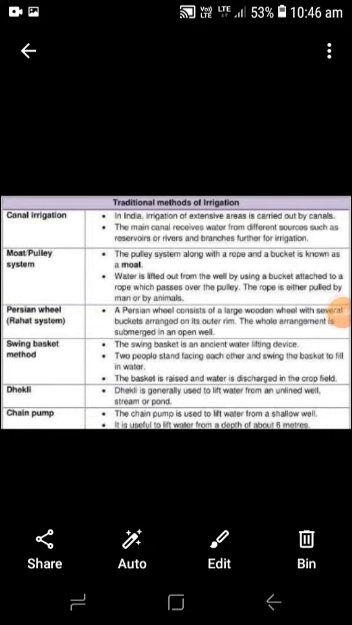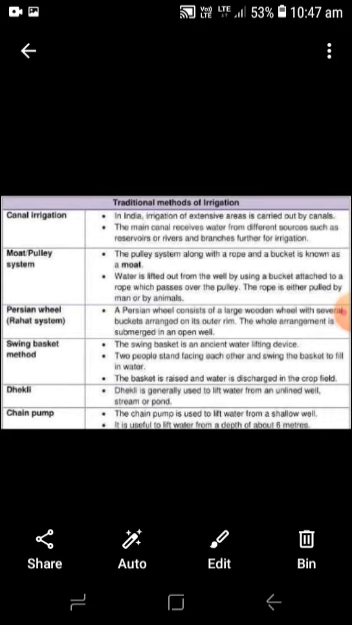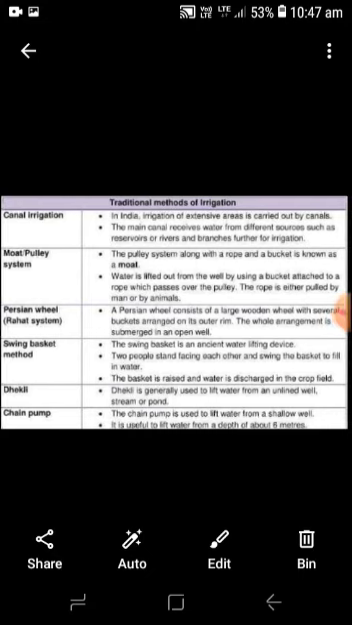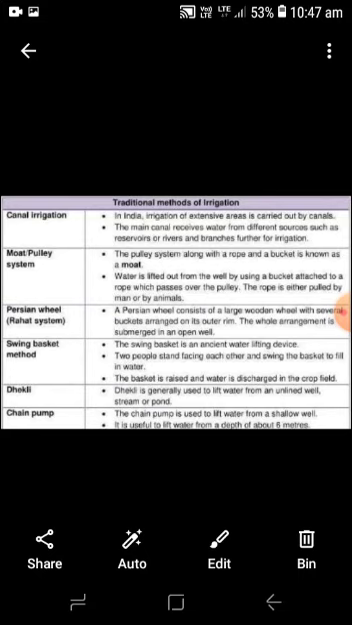The canal irrigation system and the pulley system are used traditionally in areas where the water supply is not the best, and that's why water from the river and the reservoir is supplied with the help of the canal. Water is also taken out of the well by the pulley system, in which the water is lifted out of the well using a bucket attached to a rope which passes over the pulley. The Rahat system is also a system of drawing water out of an open well by the use of a number of buckets on a wheel.